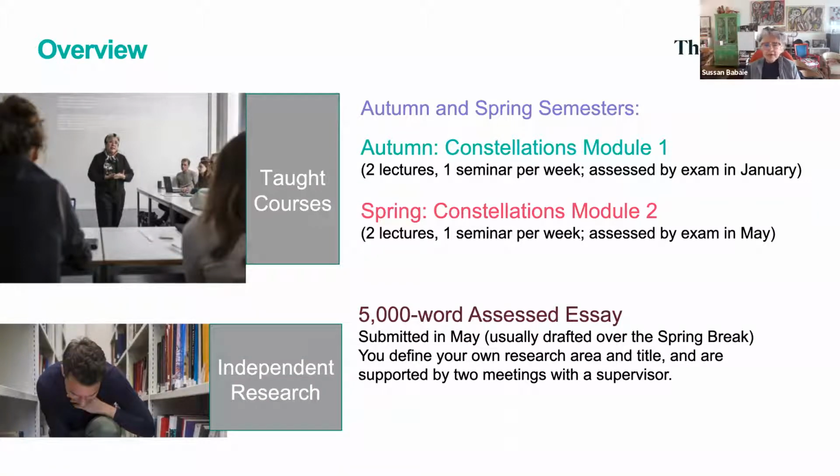And finally, it's the independent research part that is a major component of your degree. And that's a 5,000 word assessed essay, which is usually drafted over the spring break and is submitted in May. And in fact, this part is really where you show your skills as you have gained them over the course of the two semesters of coursework. You choose the subject, you drive this particular research project independently, but with the support of two meetings with a supervisor, which are meant to really guide you through your project.